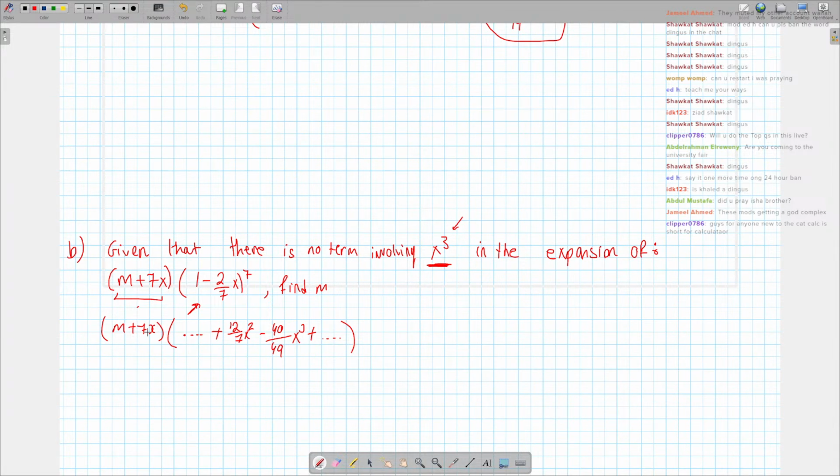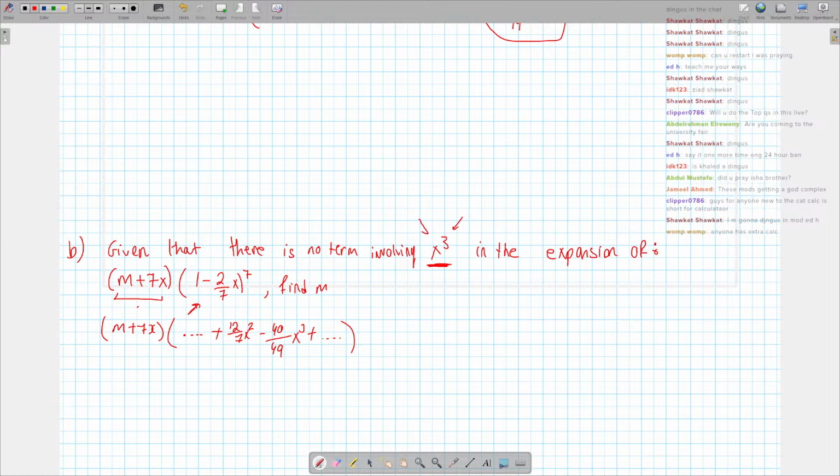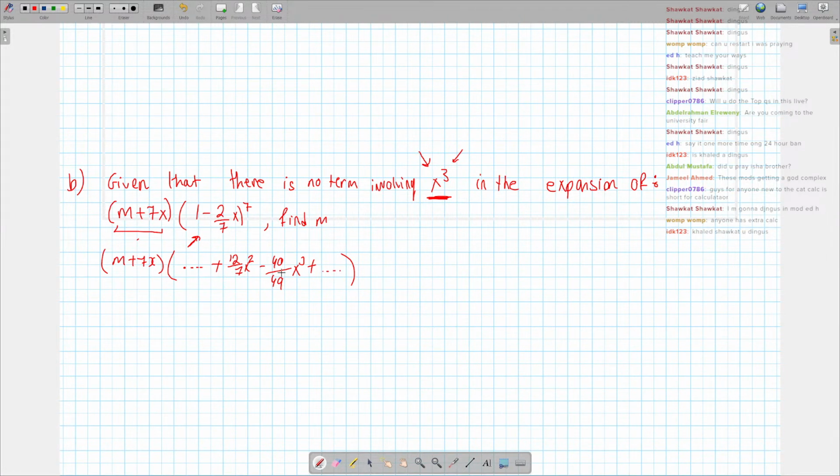There are two ways we can get x cubed. If we multiply m by x squared, we won't get x cubed, right? But if you multiply m by the x cubed term, you're going to get x cubed, right? How about 7x? If you multiply the 7x by this x squared term, you're going to get x cubed, right? But if you multiply 7x by this x cubed here, you're going to get x to the power 4. Why we took x squared and x cubed is because those are the two terms that you're going to need to get your x cubed. It covers all the possible choices.